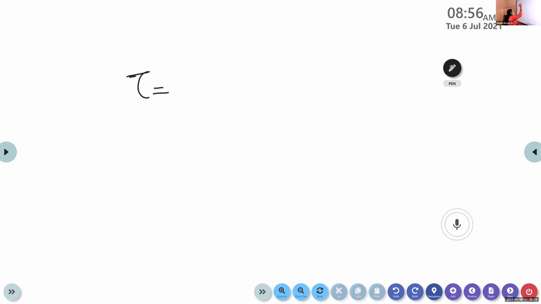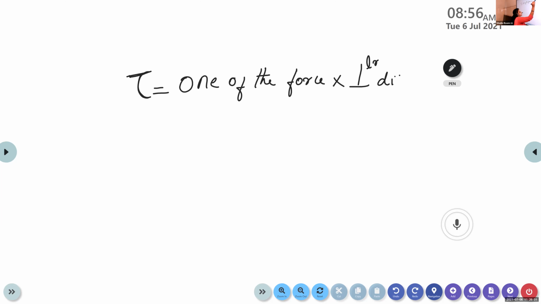Torque is represented by the letter tau, and this torque can be calculated by one of the force into perpendicular distance. So here we can calculate the torque acting on this rectangular loop with the help of the equation tau is equal to any one of the force into perpendicular distance.